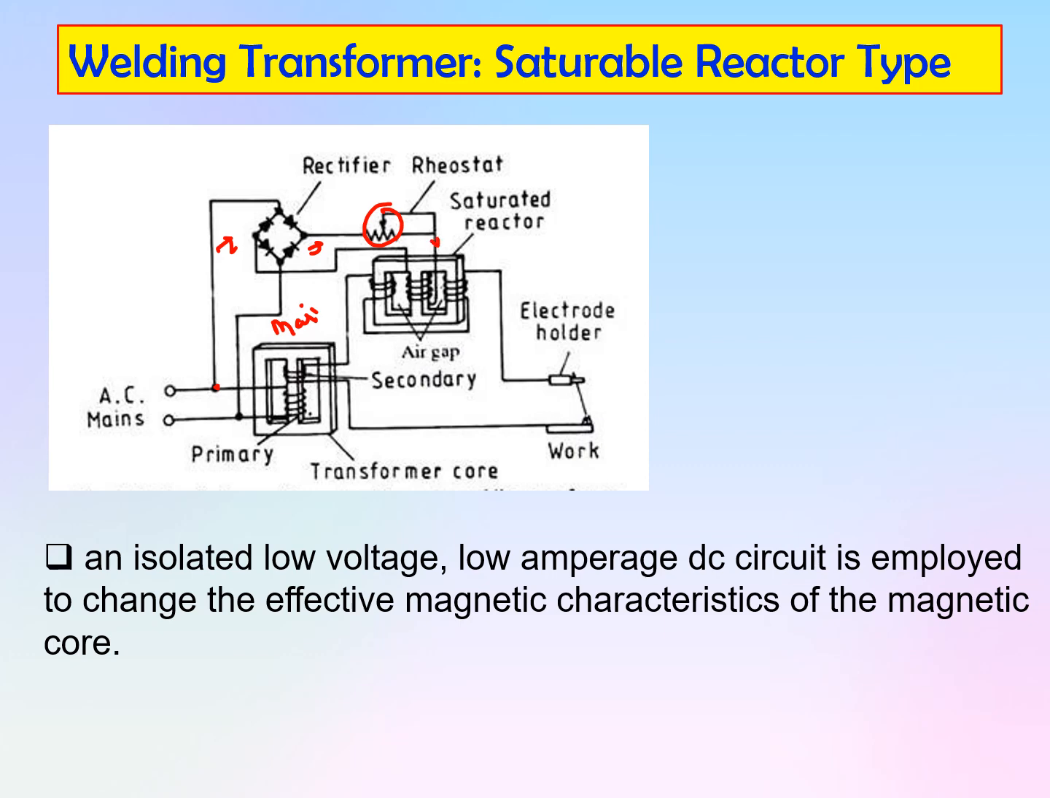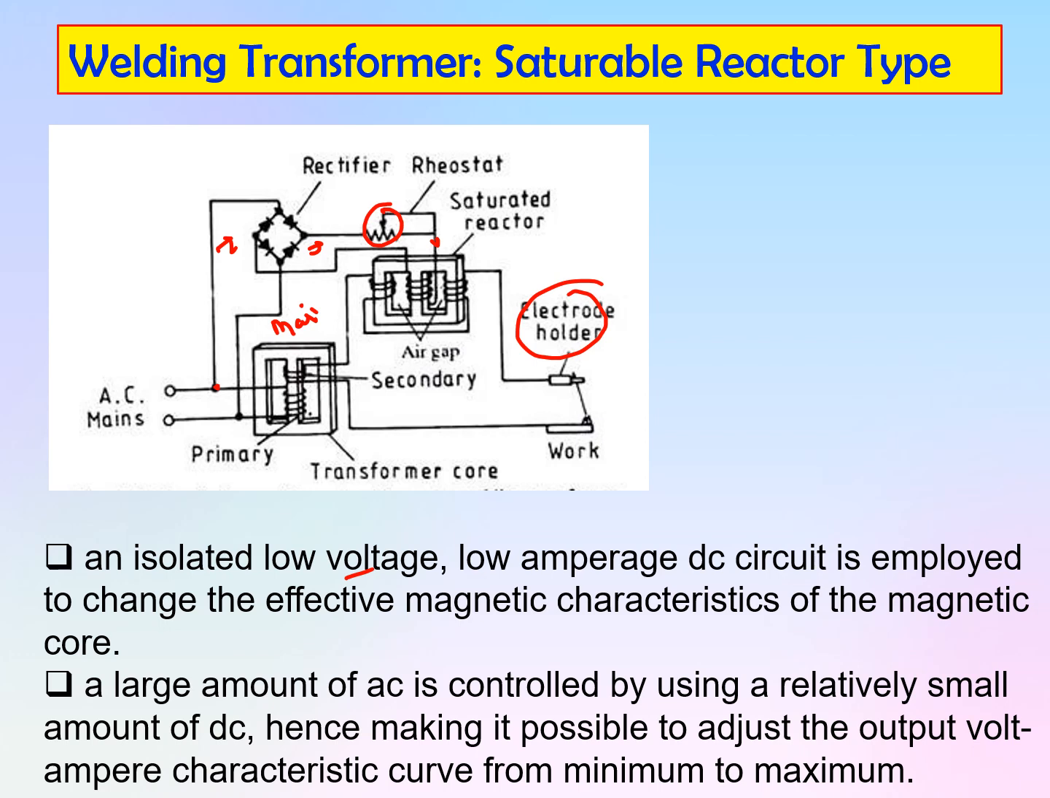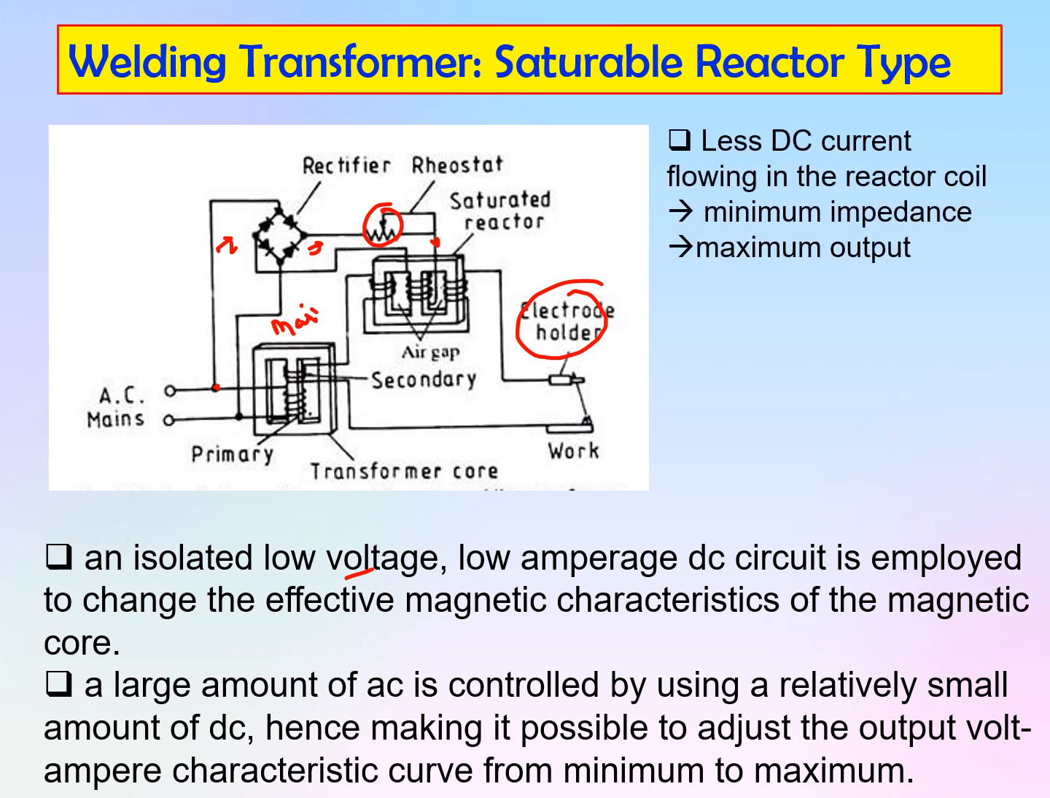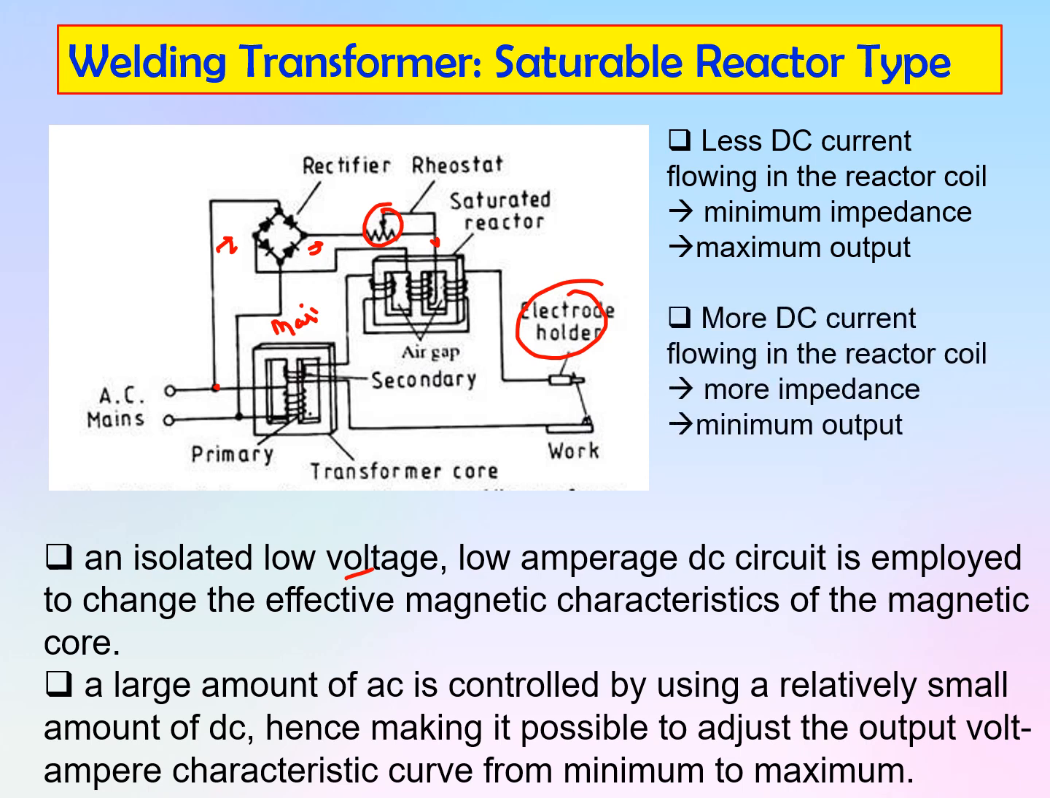As the current flowing through the central winding is controlled, this very low voltage and low ampere DC current which is injected over here is capable of controlling the output AC current which is given to the electrode. So the effective magnetic field characteristics can be controlled by using a small amount of DC current. That is, a large amount of AC current can be controlled by a relatively small amount of DC current. Hence, it is possible to change the output from minimum to maximum. The less the DC current flowing, the minimum impedance, maximum output. The more the DC current flowing in the reactor coil, the more impedance, minimum output, in the saturable reactor type of welding transformer.